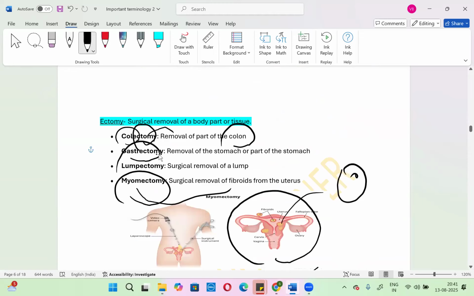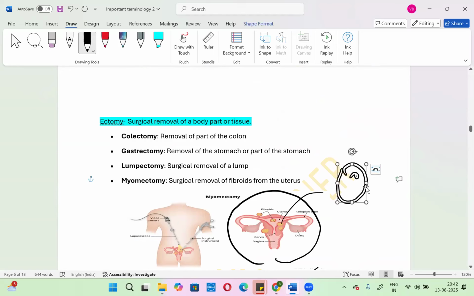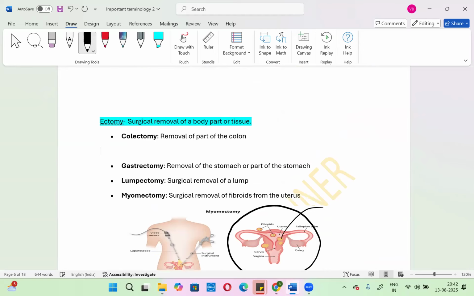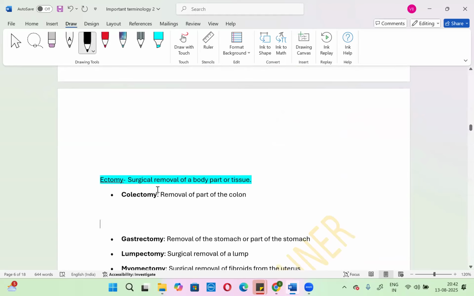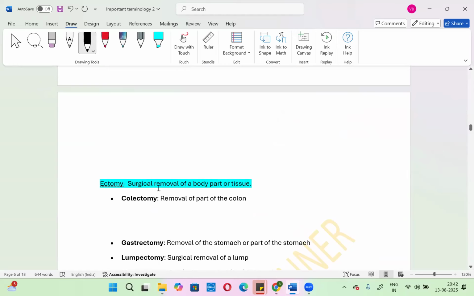Next is ectomy. What is ectomy? Ectomy means surgical removal of a body part or tissue. One example is colectomy. Only take down this one example, it is enough. Write down what ectomy is, surgical removal, and then this example. Ectomy is removal. Col is nothing but colon, so they are removing the colon. Take down this medical term and this example. Once it is done, I'll scroll to the other thing.